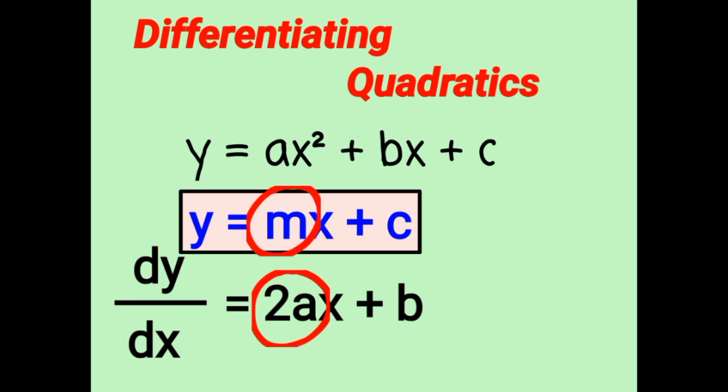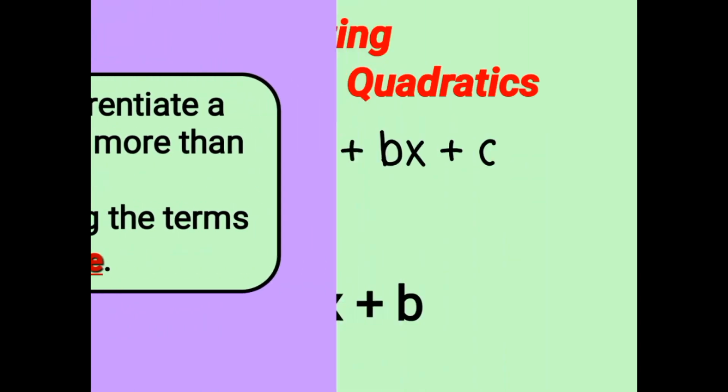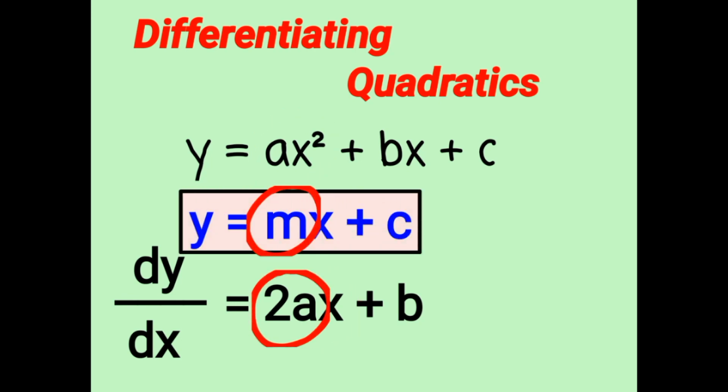So, as we learned in the previous Geomaths video, we can differentiate a function with more than one term by differentiating the terms one at a time. Differentiating the quadratic term ax squared gave us 2ax. And hence, the quadratic term tells you the slope of the gradient function. Now, let's take a look at a few examples.